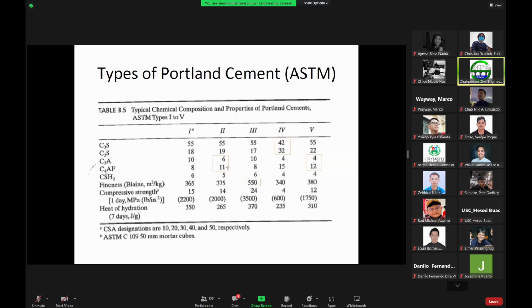And this sulfate attack, it happens between the hydration products formed from this C3A. So by lowering the amount of C3A in your type 2 and also correspondingly increasing the amount of C4AF, then we can control the sulfate attack. We can improve the resistance of your concrete to the sulfate attack. So this C4AF is not as susceptible as your C3A when it comes to sulfate attack.